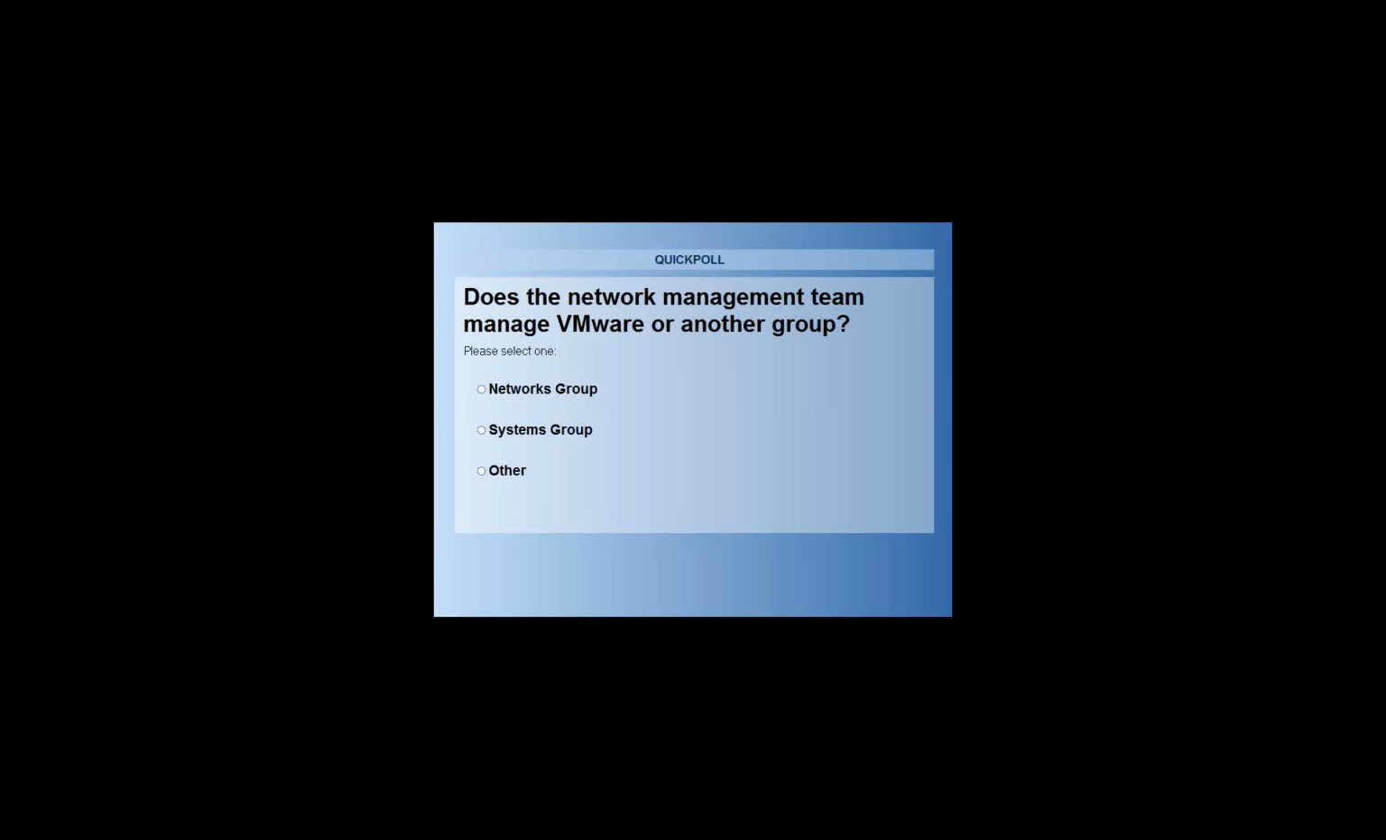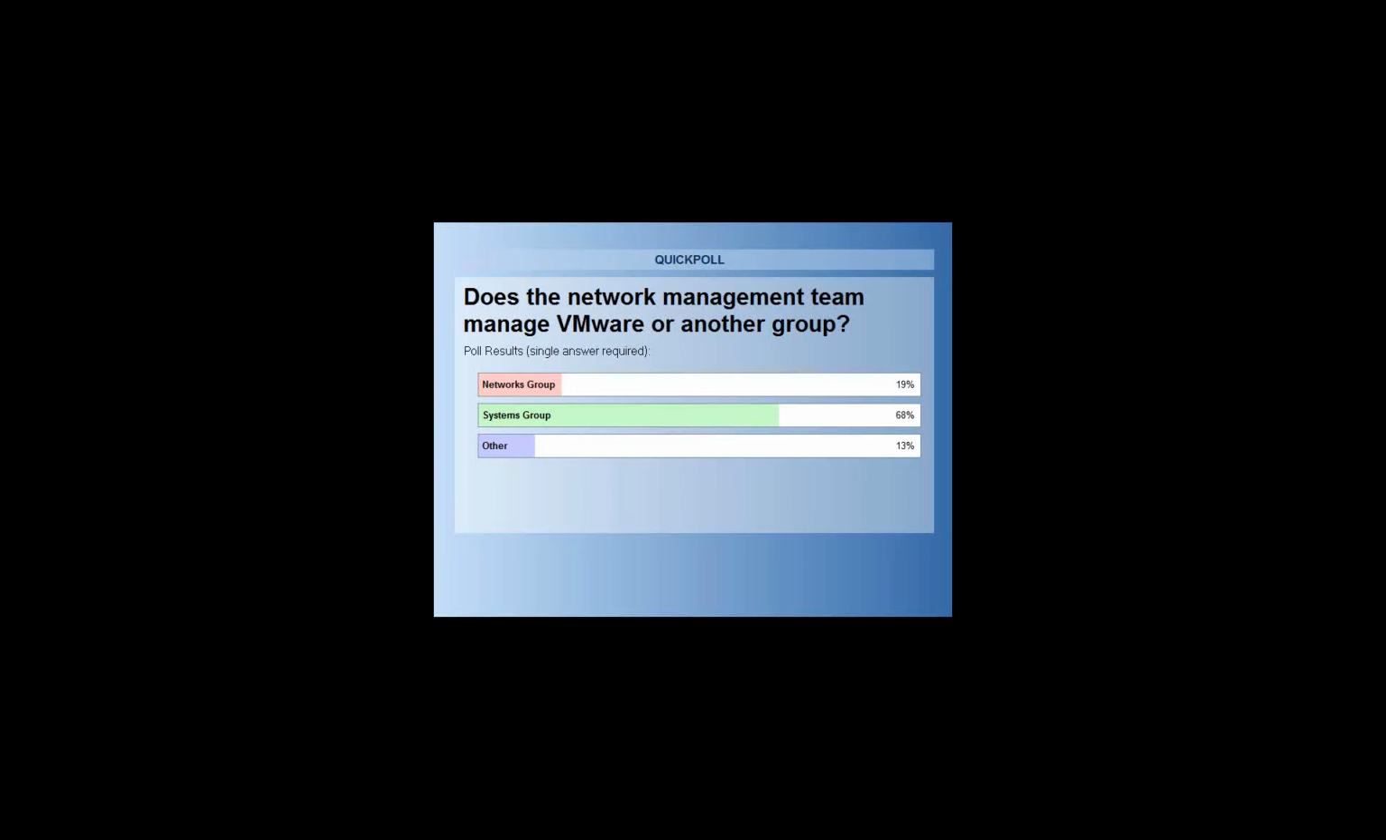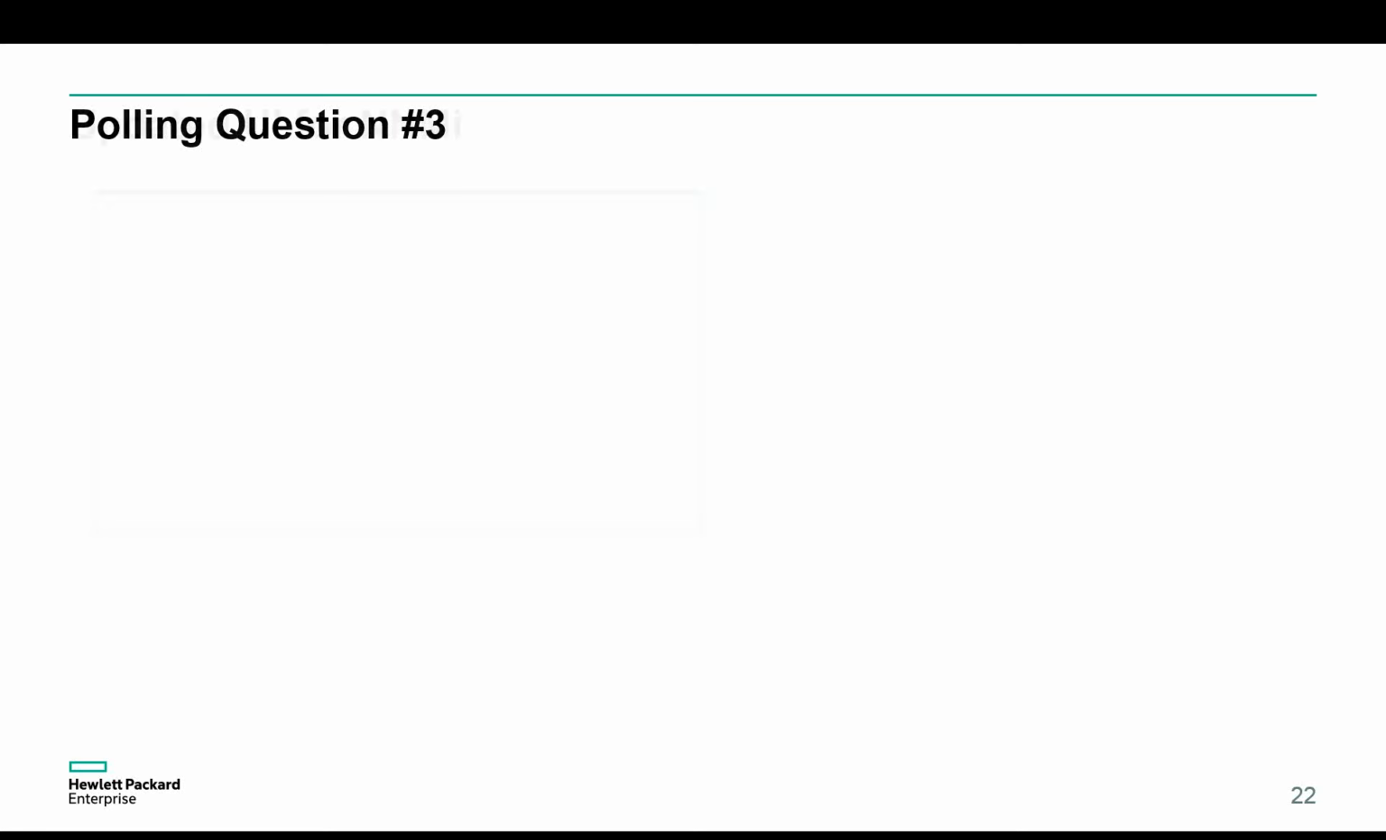Okay, thanks, Sri. The results: does the network management team manage VMware or another group? The answer is a network group is 19%, systems group 68%, other 13%. Okay, and I think that matches what we're expecting, what we're hearing from a lot of our clients.